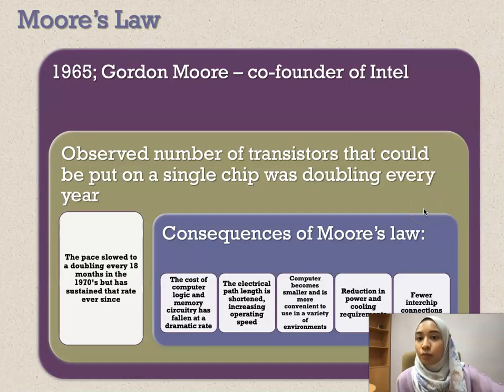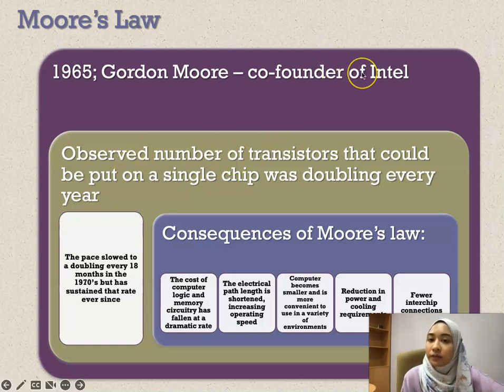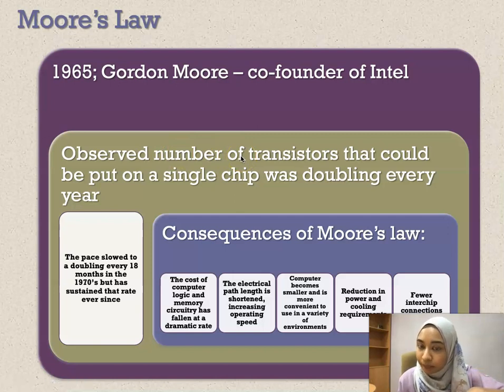So we're going to talk about Moore's law. What is Moore's law? So Moore's law is based on Gordon Moore. He was the co-founder of Intel. This was back in 1965. So he observed the number of transistors that could be put on a single chip was doubling every year. He said that the number of transistors that could be put on a single chip was doubling.